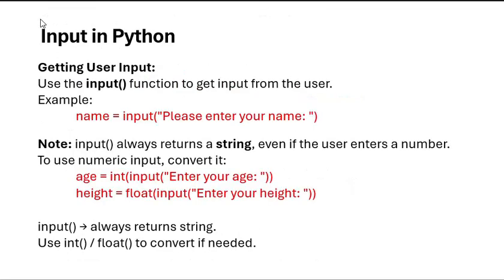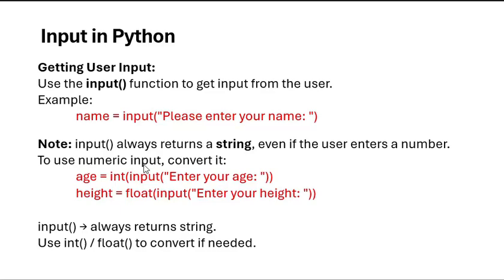The next concept is input in Python, getting the user input. Use the input function to get the input from the user. For example, name is equal to input, and you will use the input function with "Please enter your name". Here, the user will enter the name. The input function always returns a string, even if the user enters a number. Even if I enter a number, it will return the string value.